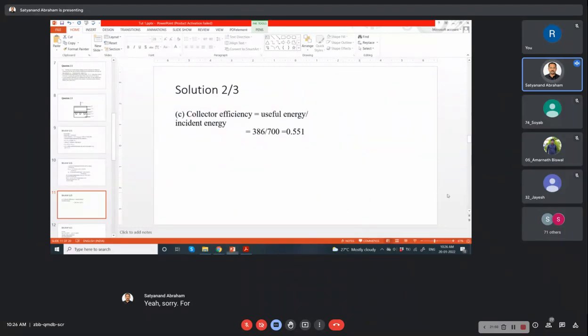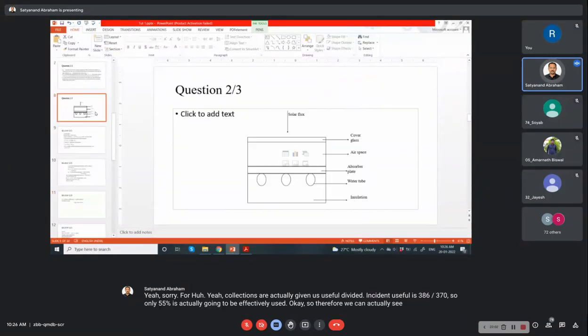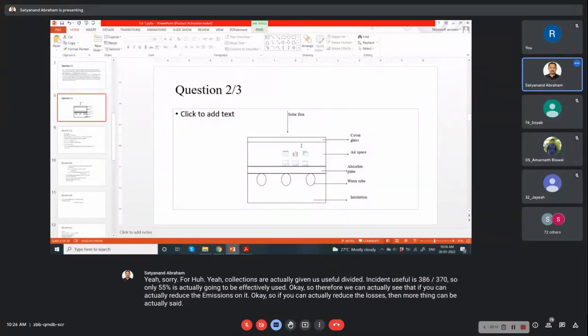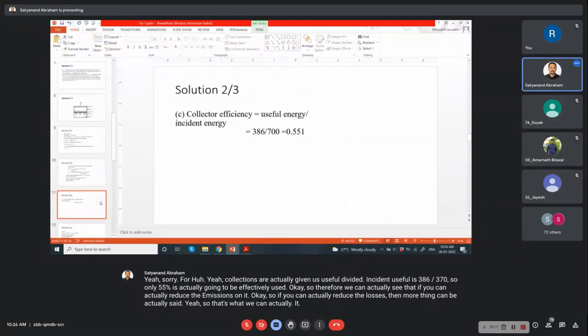Yeah, collector efficiency is given as useful divided by incident. Useful is 386 divided by 700. So only 55% is going to be effective to use. So we can see that if we can reduce the losses, then more can be saved. So that is what we can think of.